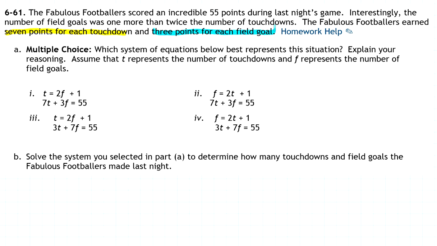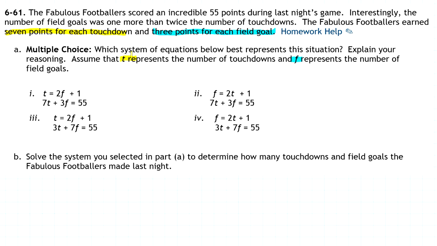Multiple choice. Which system of equations below best represents this situation? Explain your reasoning. Assume that T represents the number of touchdowns, and F represents the number of field goals.